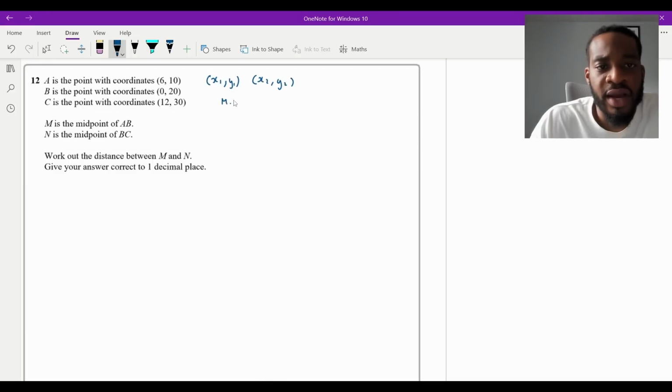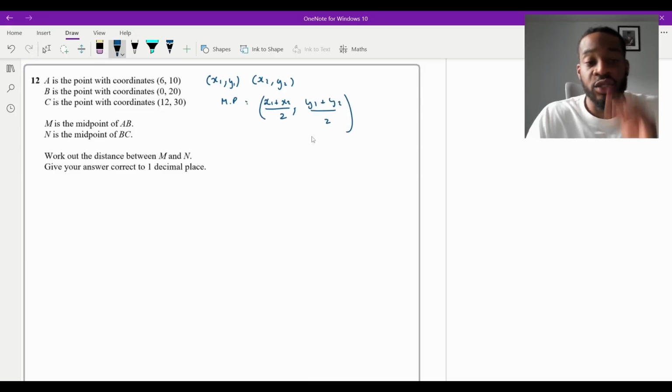the midpoint, which I write as MP, is literally going to be the addition of each of the coordinates. So (x1 plus x2) over 2, and then we do the same for the y. So you add the x's together, halve it, add the y's together, and then halve it. And that is how I'm going to calculate each of these coordinates.